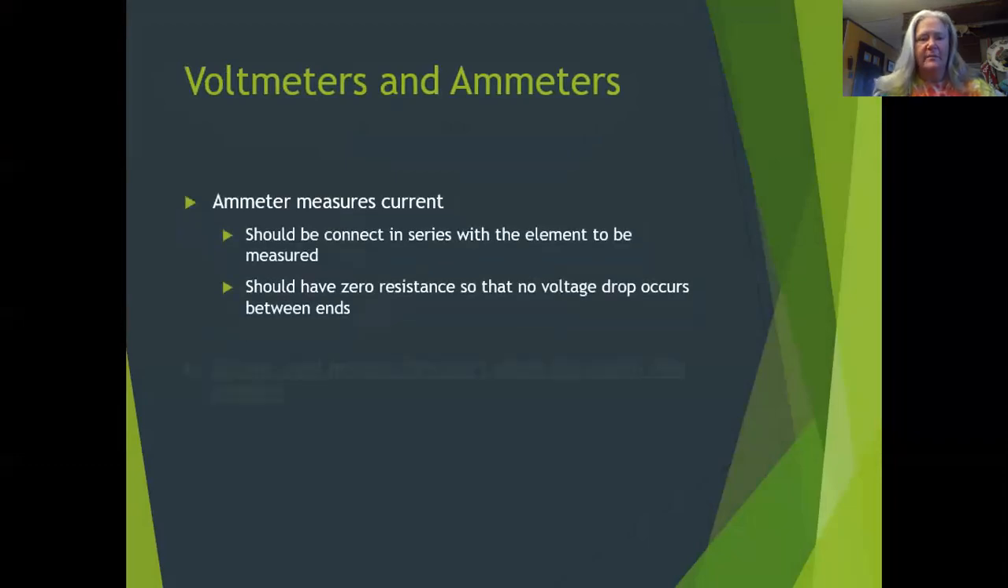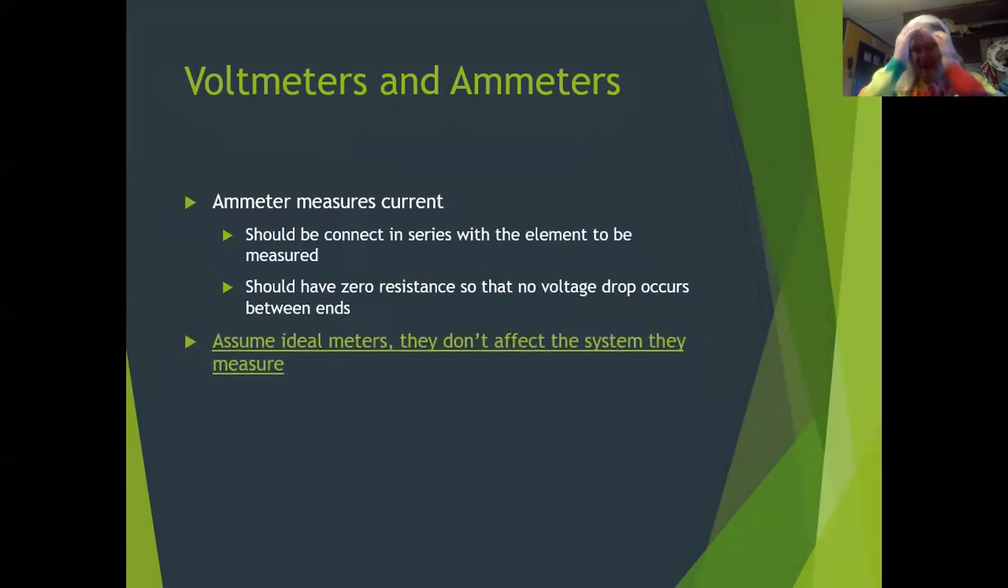So we already talked a little bit about meters, and the main thing is when we're working these problems, we're going to assume that we're working with ideal meters here. So if we do that, then we'll know that we are using, like we talked about, the infinite resistance for the voltmeter and the zero resistance for the ammeter.